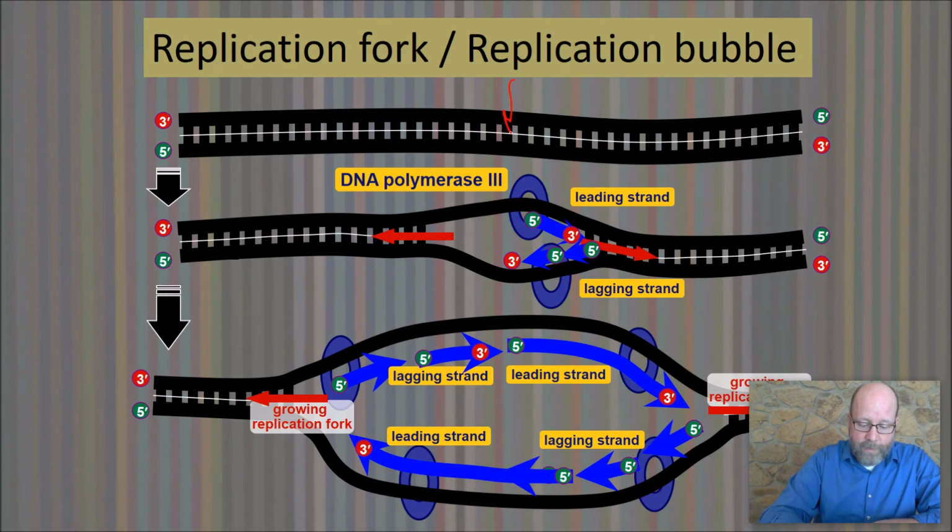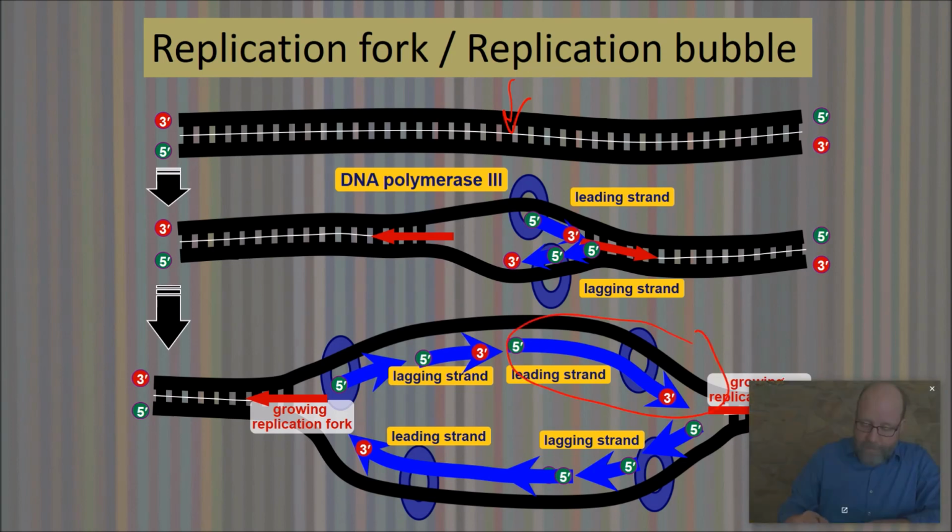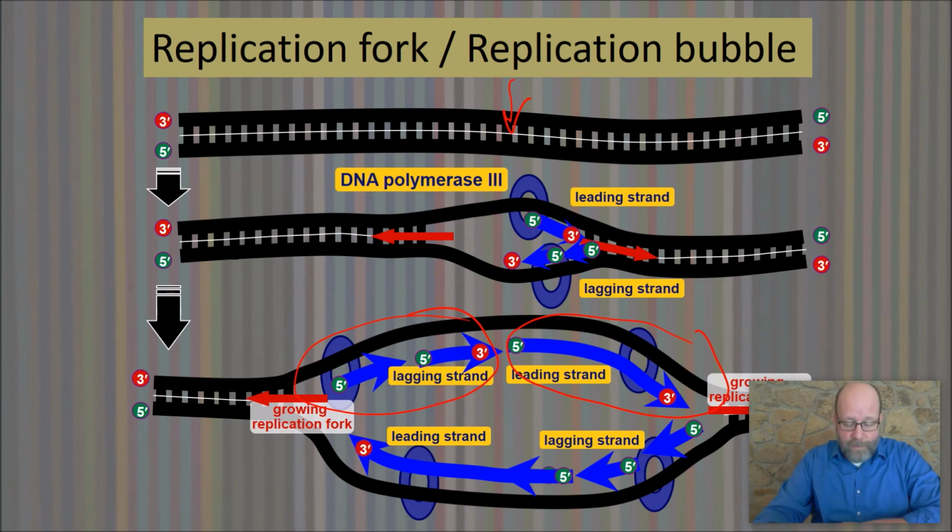I've got an origin of replication here where it begins to unzip. I've got a replication fork going to the right, a replication fork going to the left. Each has its own helicase, its own topoisomerase, its own sets of all the rest of the enzymes. And each is going to have a lagging strand and a leading strand. And if you look, the leading strand on this fork is actually the lagging strand on this one because they're going in opposite directions, so that should only make sense.